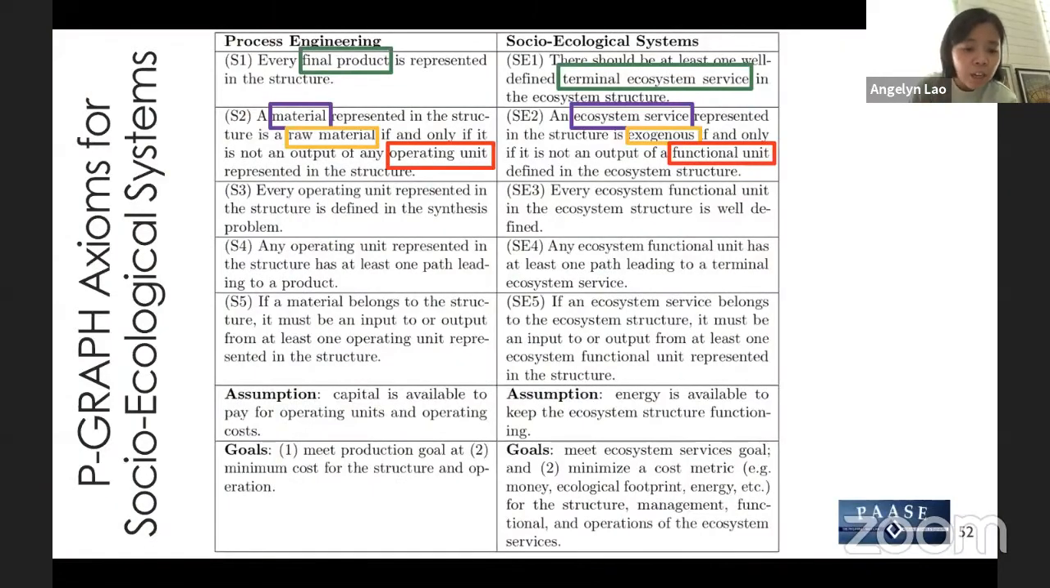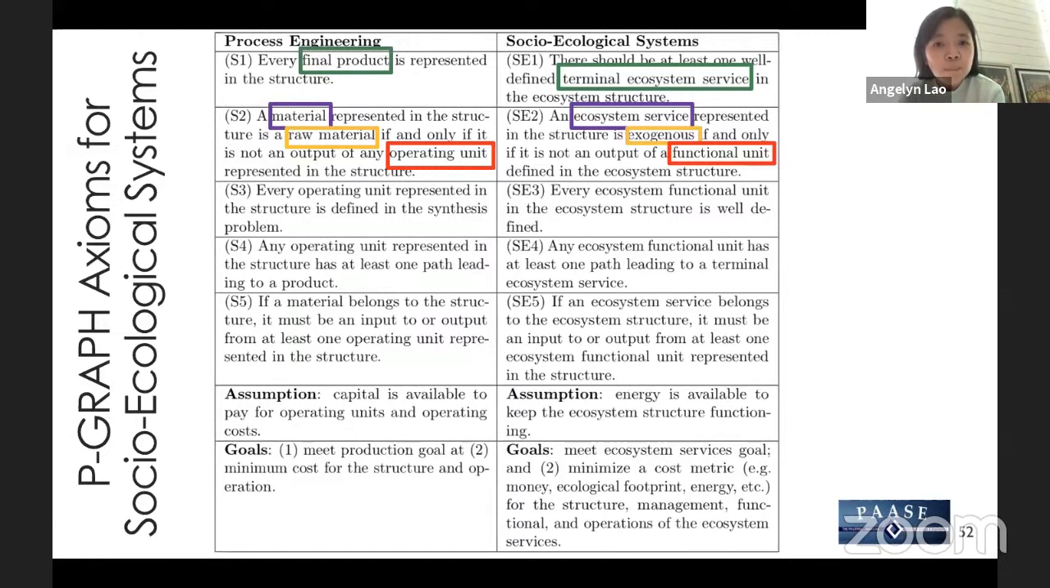So these are the axioms presented earlier, which we converted for social ecological systems. The terminology like final product in process engineering is converted to terminal ecosystem service in the social ecological system. The material is converted to ecosystem service. Raw material is an ecosystem service that is exogenous. And operating unit is converted to the term functional unit.